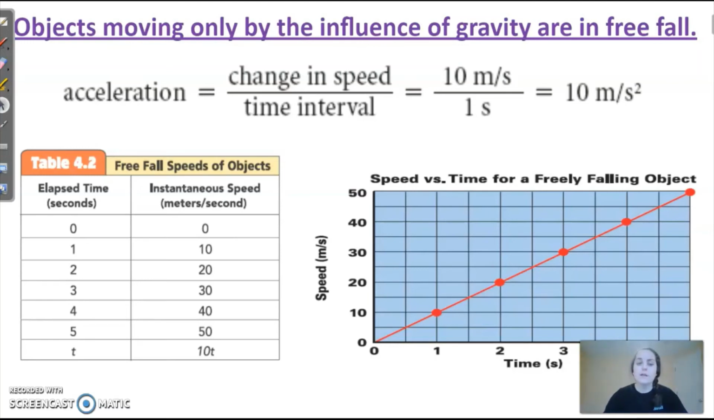With that, at 0 elapsed time, we haven't changed our speed. At 1 second, 10 meters per second. At 2, 20 meters per second. At 3, 30 meters per second. So our change in speed is 10 meters per second over a time interval of 1 second. That's how we get the acceleration due to gravity as 10 meters per second squared. And we also see that on the speed versus time graph.